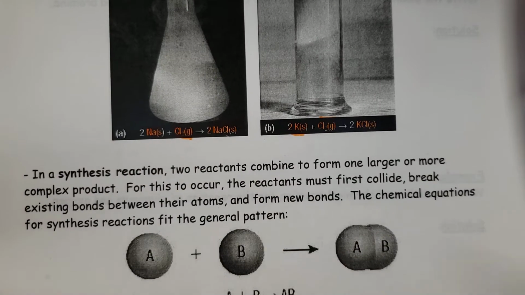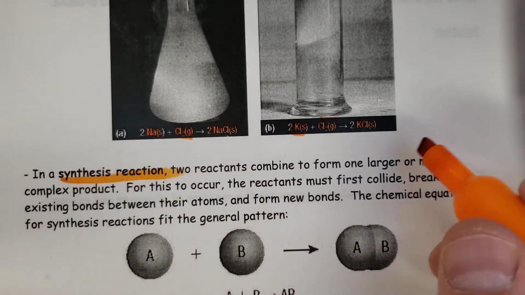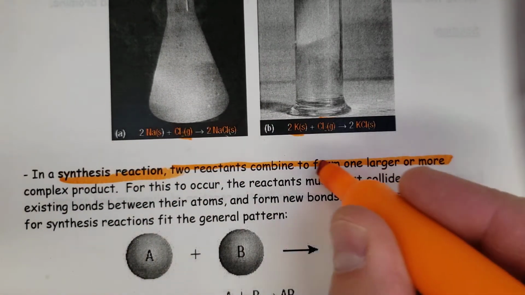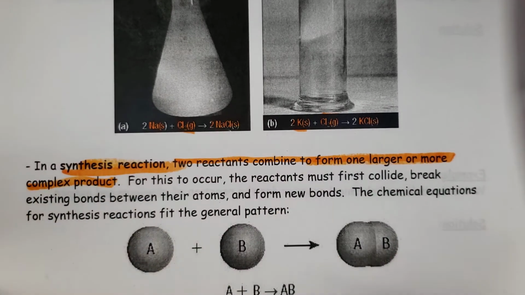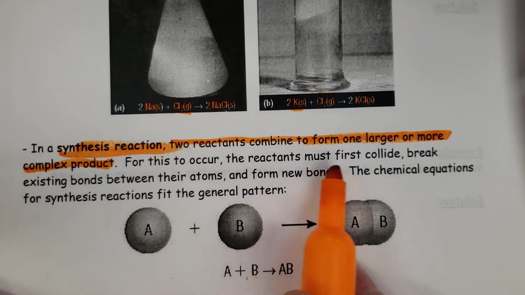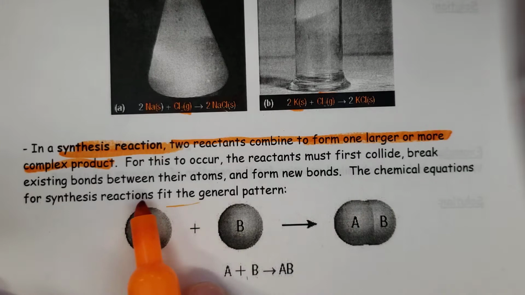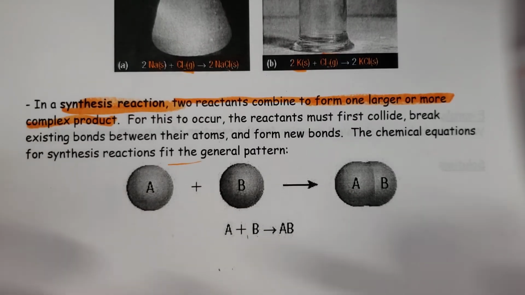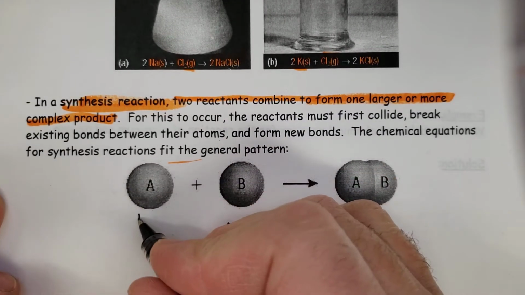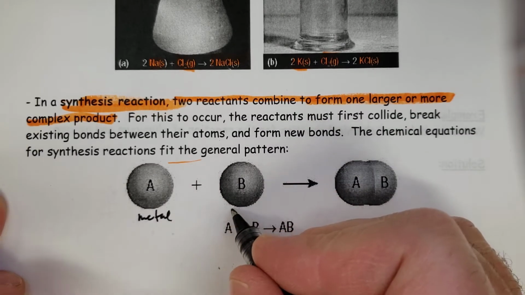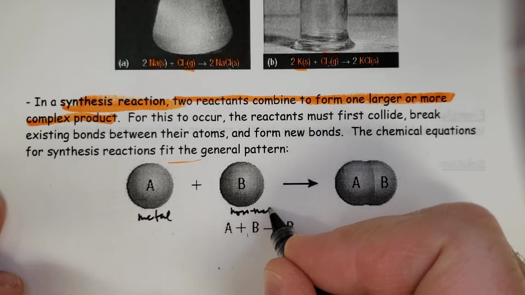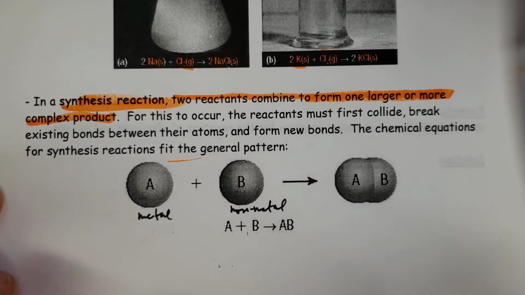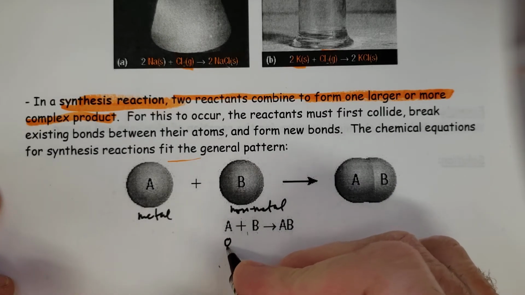So in a synthesis reaction, we have two reactants combining to form one larger or complex product. For this to occur, the reactants must first collide, break existing bonds between their atoms and form new bonds. The chemical equation for the synthesis has this general pattern. With this first one here, I looked at a metal combining with a non-metal and making an ionic compound.